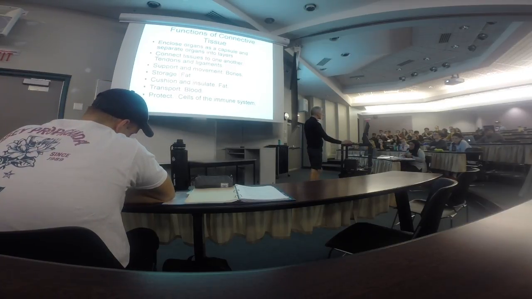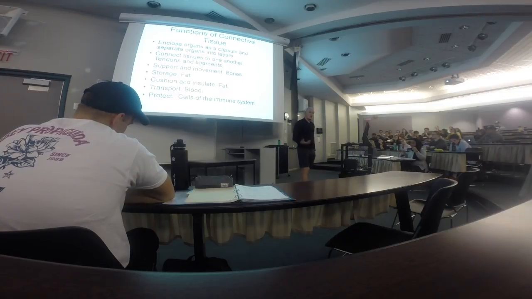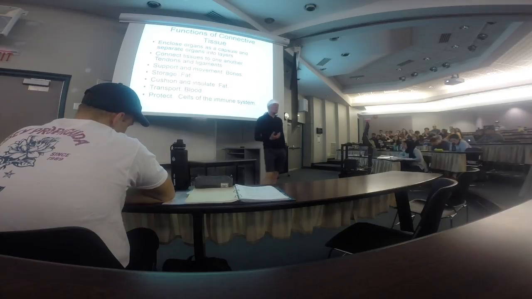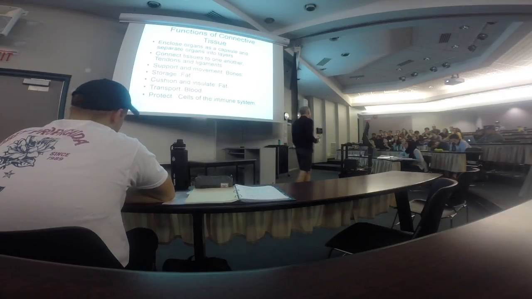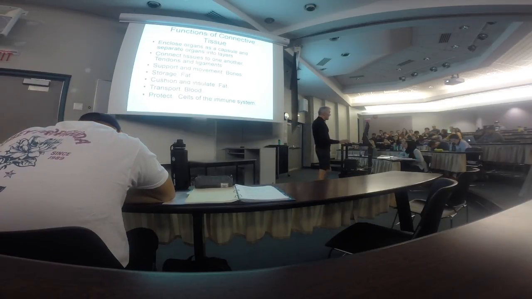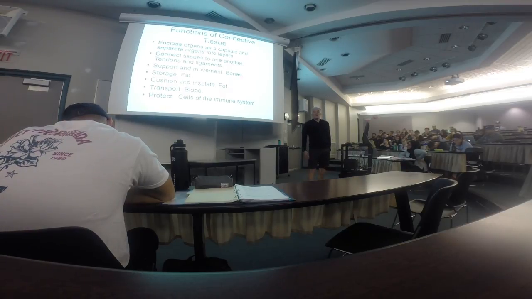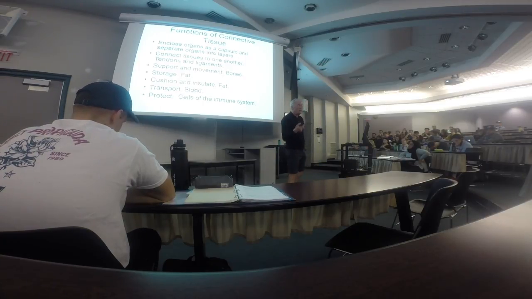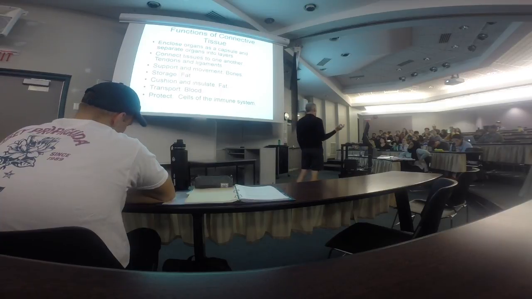So, storage: fat is connective tissue, and we store extra fuel. If you have too much fuel in your body, you put it in the fat cell and store it there. Fat also provides cushioning and insulation. Connective tissue also transports blood, and blood brings gaseous exchange.